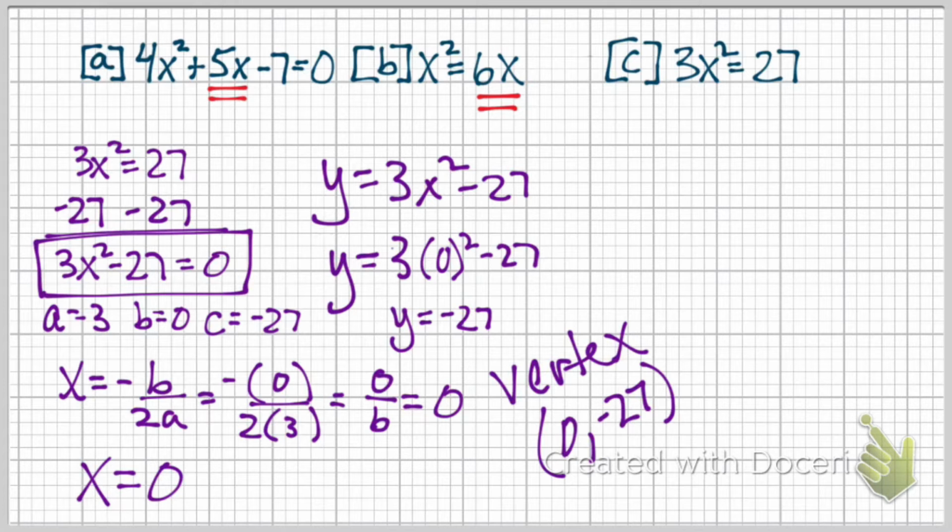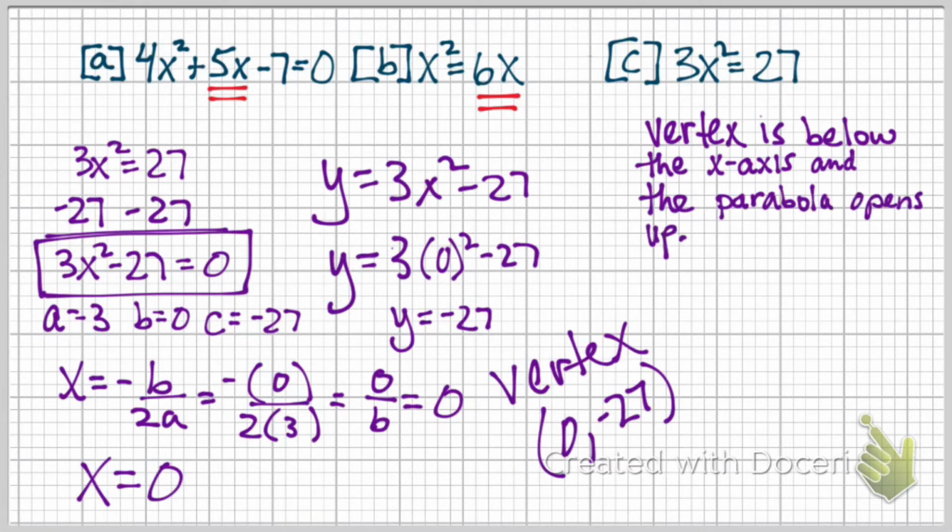That makes my vertex below the x-axis, and I know that my a value is positive 3, so my parabola will open up. And we know that if our vertex is below the x-axis and our parabola opens up, we will have 2 real number solutions.